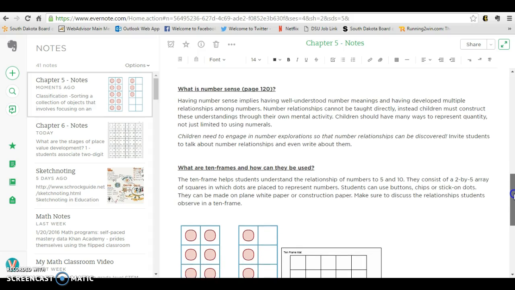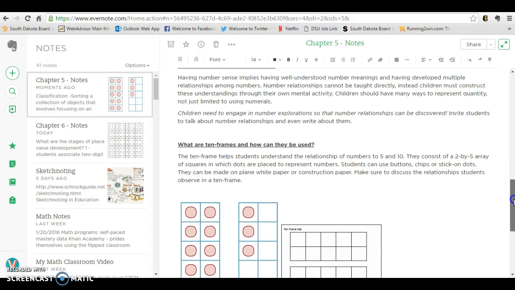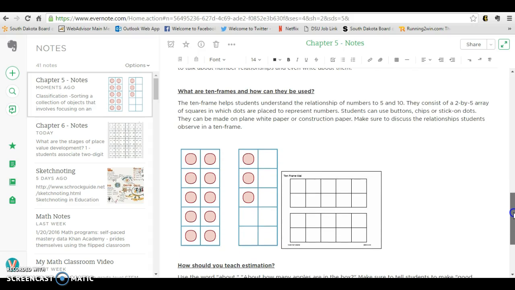10 frames. They help students understand the relationships between 5 and 10, and I added some pictures here of what they look like. They can use buttons, chips, or stick-on dots, and you need to make sure to discuss the relationships with students, or what students observe in a 10 frame.